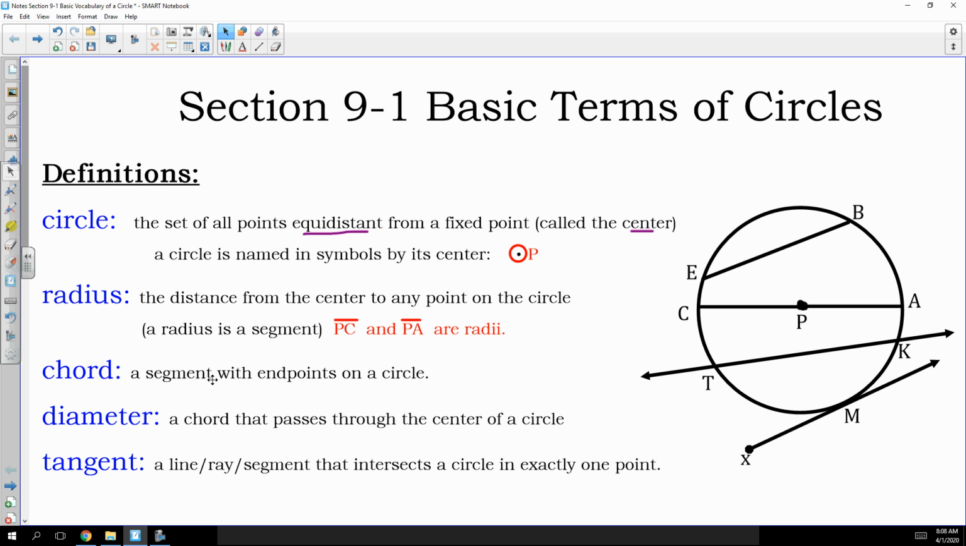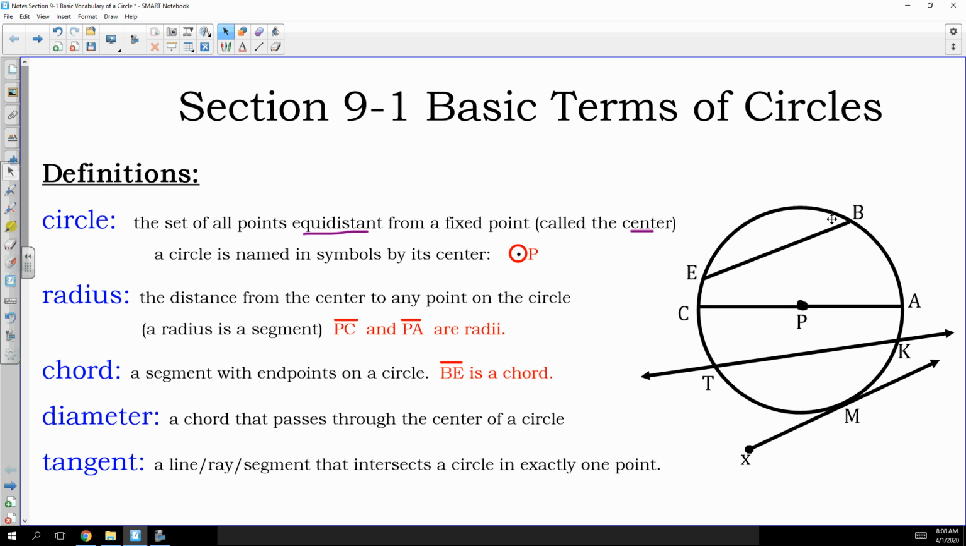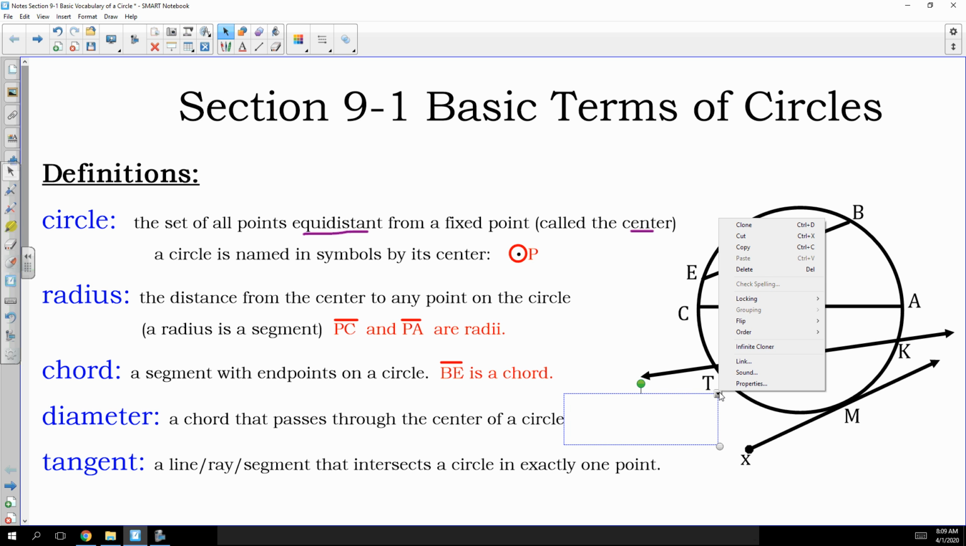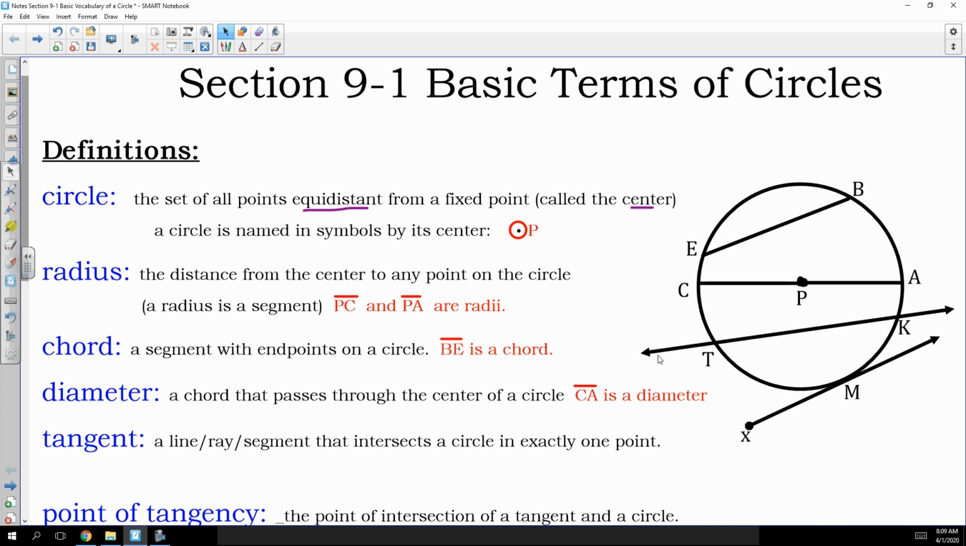And a chord is a segment with endpoints on a circle. So there's a couple of different chords that you can see in the picture. We're just going to talk about maybe one or two examples. Segment BE is a chord. It has endpoints on the circle. Segment TK is also a chord, but we're going to talk about that as something a little bit different. A diameter is a chord that passes through the center of the circle, so that's a big deal. It does illustrate a lot of properties. So segment CA is a diameter. It has endpoints on the circle, endpoint C and endpoint A, and passes through center P.